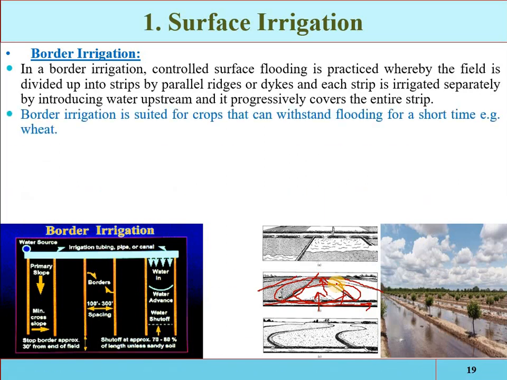Border irrigation is suited for crops that can withstand flooding for a short time, for example wheat, as we have discussed. But this is the main difference between border irrigation and furrow irrigation. In furrow irrigation, the crops are planted on the ridges, and the water is provided in the ditches or channels, so the crops do not come in direct contact with the water. In border irrigation, for example, this is a rectangular border, the crops are planted here, and the water is introduced at the upper end, so the crops will come in direct contact with the water.